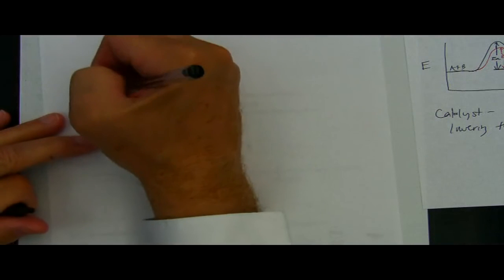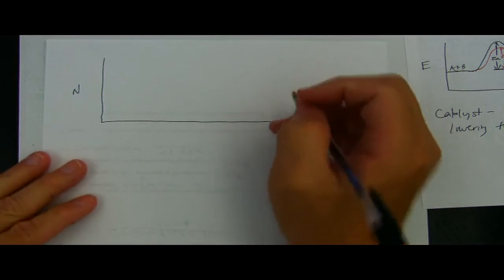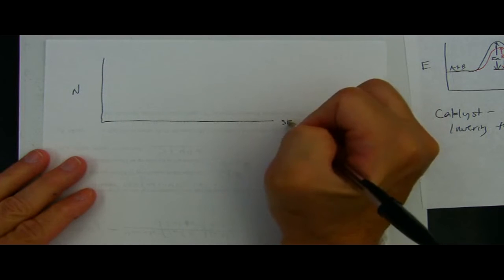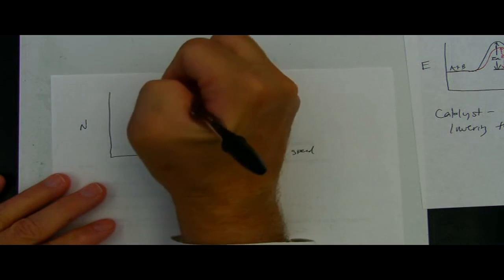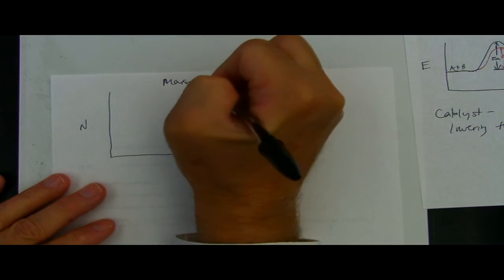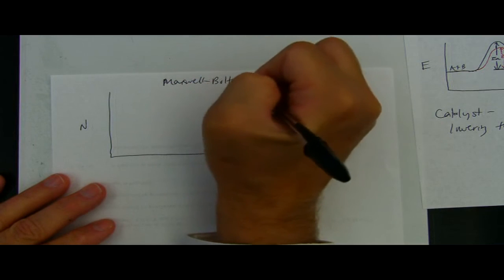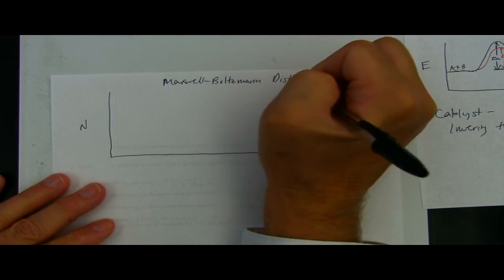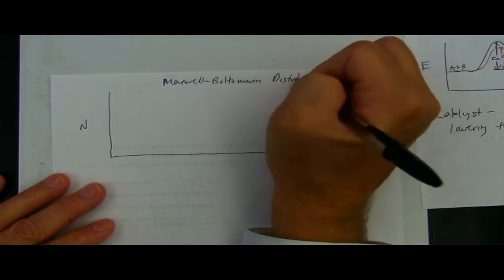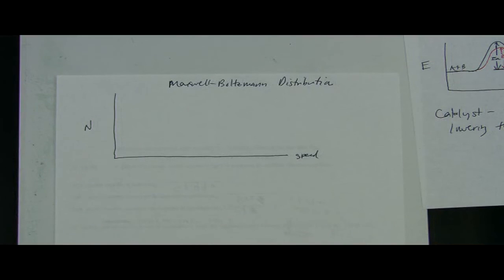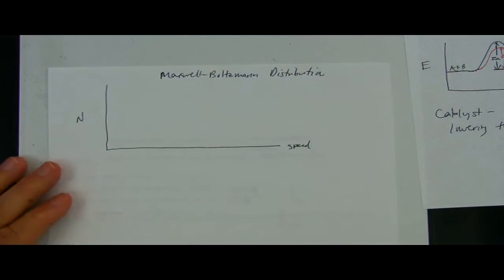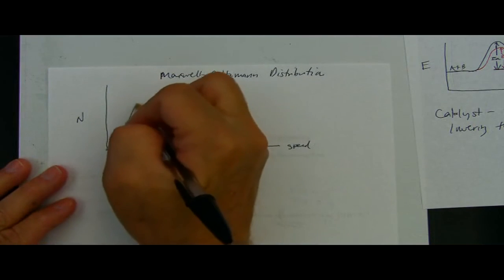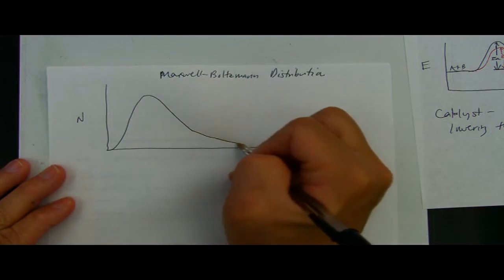All right. Anybody remember from last semester something called the Maxwell-Boltzmann distribution? No? No chance. All right. So this is called the Maxwell-Boltzmann distribution. And it represents the speeds of molecules as a function of temperature. So it will look something like this.